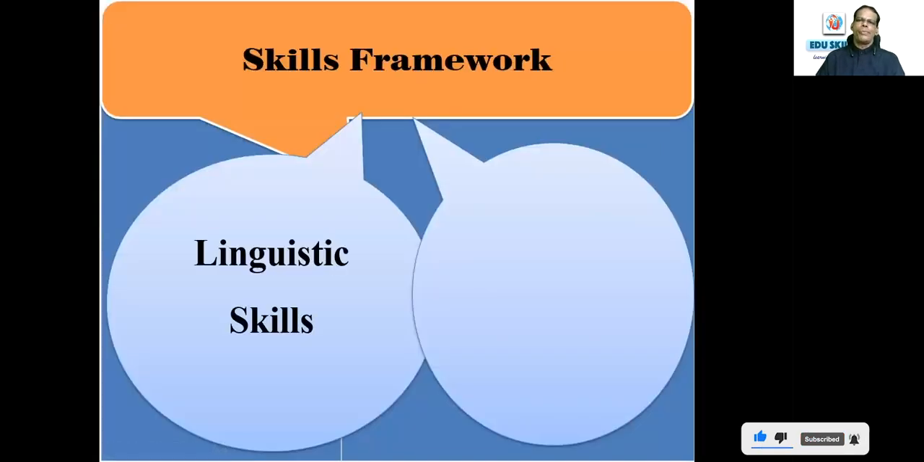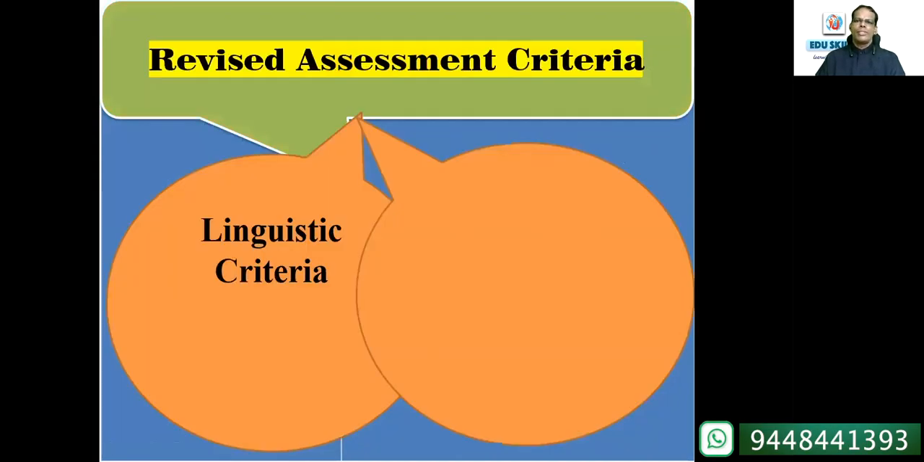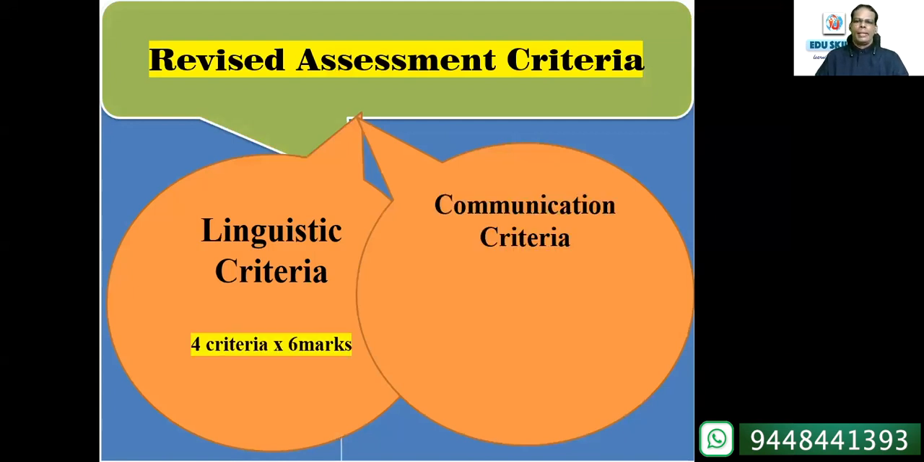Now, next is the skills framework. What are the skills required? Linguistic skills and clinical communication skills. In the revised assessment criteria, they have given up things like task achievement. They don't really have it now. So you have linguistic criteria and clinical communication criteria. Now, what is the weightage given? You should definitely have a clear idea of these things, then only you'll be able to tackle the whole subtest.